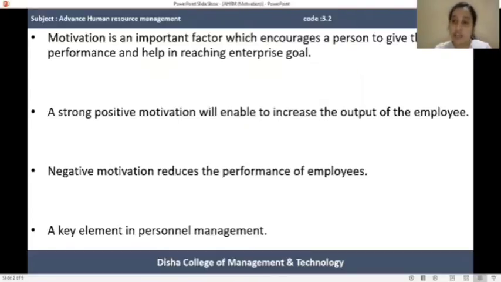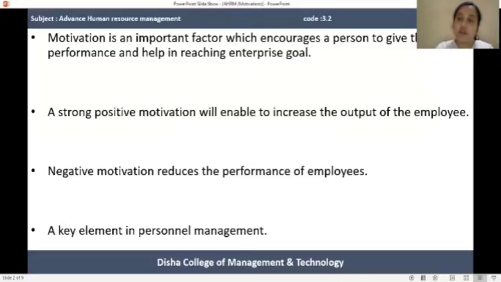So if the organization motivates the human resource, then it is possible for them to do everything in the most effective and efficient manner. We can say that it is an important factor which encourages a person to exert a high level of effort, or to give their best level of performance towards the enterprise goal, towards the organizational goal. Motivation helps the organization to improve its productivity and its employees' performance.